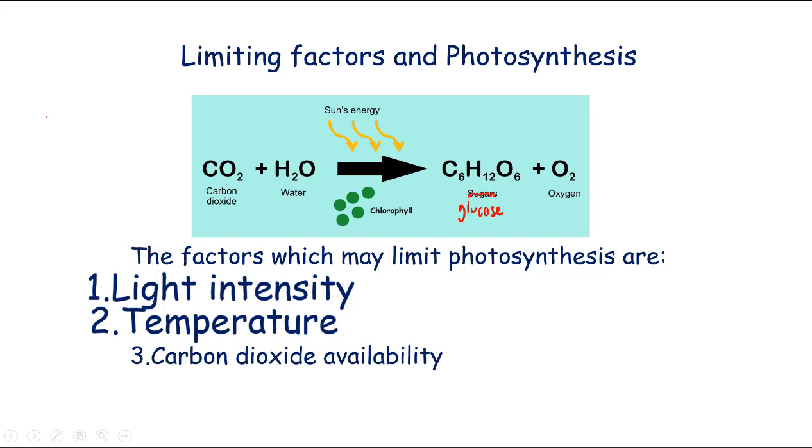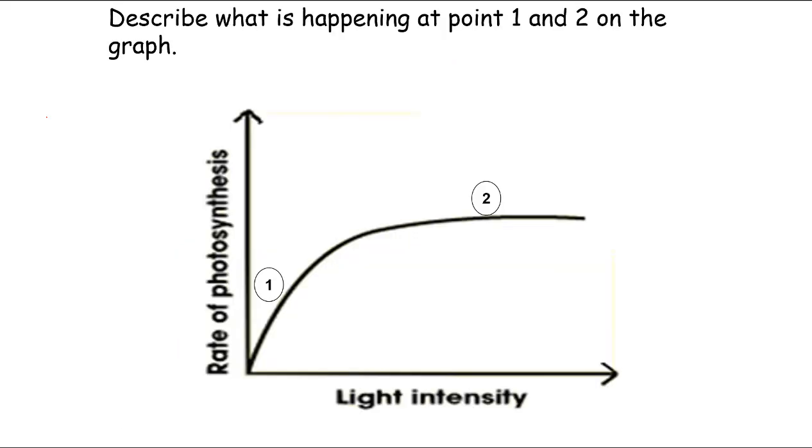So if we want a plant to photosynthesize at its fastest rate, we need to make sure it has enough carbon dioxide and enough water. It must have enough light, and the temperature must be warm enough to allow it to photosynthesize at its fastest rate. So let's look at an example.